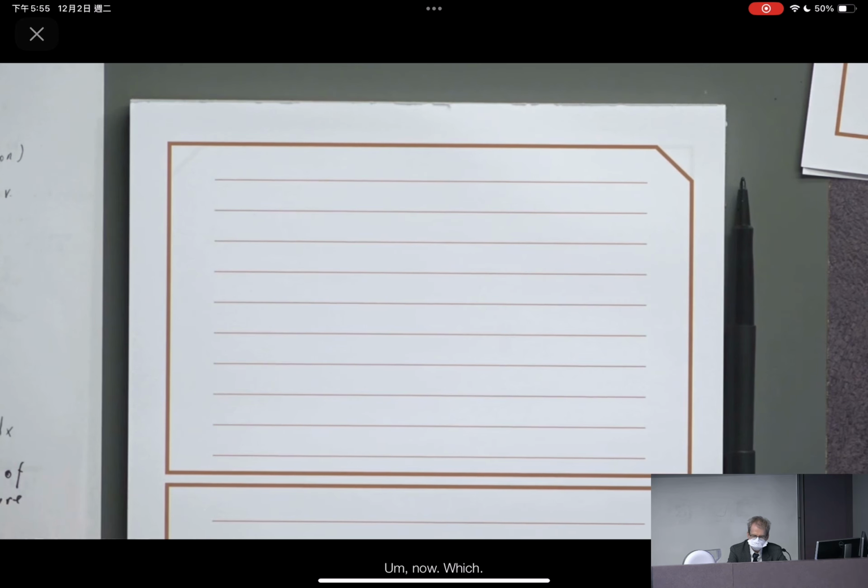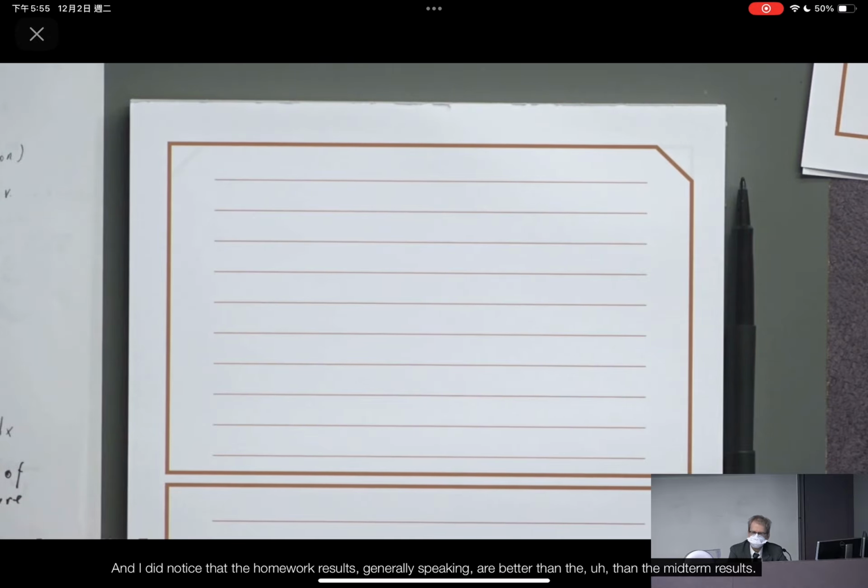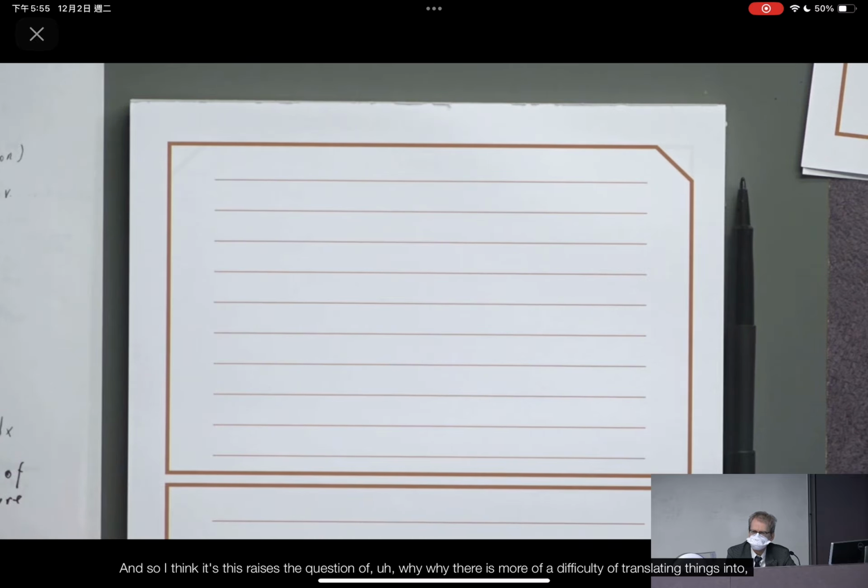Now, the mean being around the value that it was tells me that there are obviously still challenges in translating the theory that we are dealing with here and the examples that I gave into dealing with the examples that we have at the exam. And I did notice that the homework results, generally speaking, are better than the midterm results. And so I think this raises the question of why there is more of a difficulty of translating things into the solutions when the actual exam time comes. And now, this is something that would be very difficult to discuss here, in a general circle, because I'm sure everybody who has difficulties will be hesitant to voice out loud what those difficulties are.